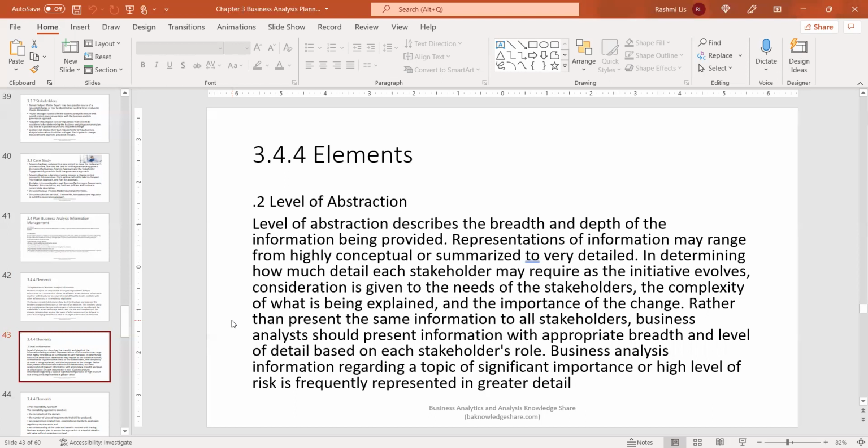Rather than present the same information to all stakeholders, business analysts should present information with appropriate breadth and level of detail based on each stakeholder's role. Business analysis information regarding a topic of significant importance or high level of risk is frequently represented in greater detail.